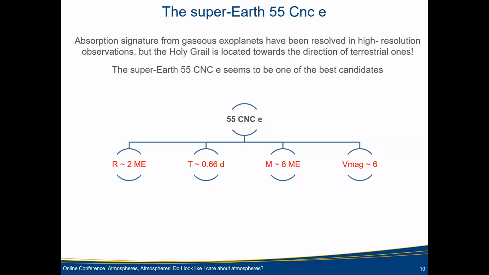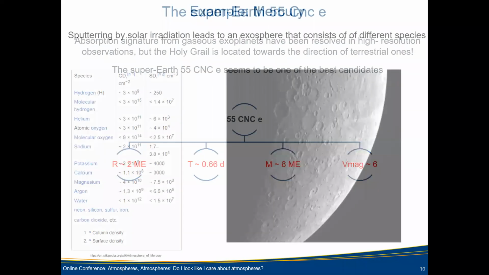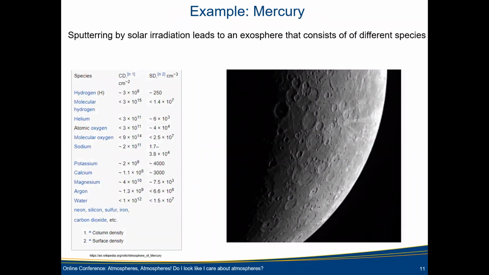This target has around 8 Earth masses, 2 Earth radii, and an orbital period of around 0.7 days. So what does this mean? This means this planet is very close in. So this planet gets a lot of harsh radiation and is maybe more comparable to a target in our solar system which we call Mercury. Mercury has no atmosphere and is the closest planet in our solar system.